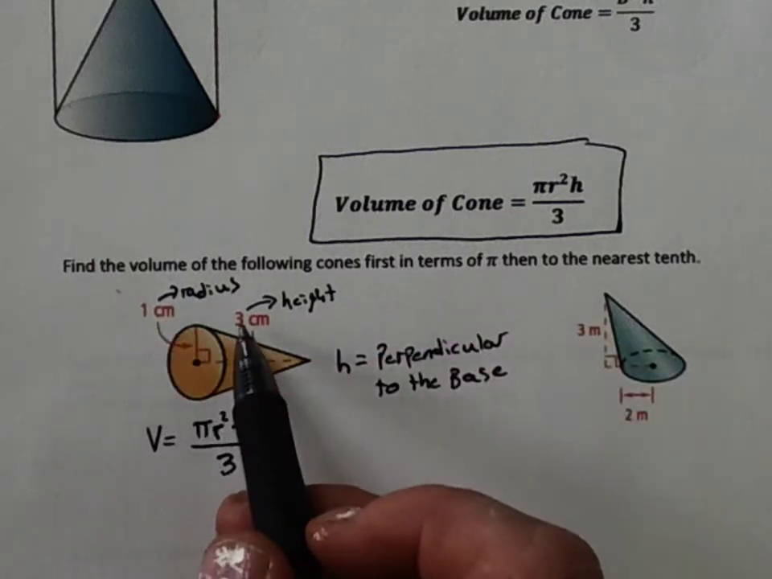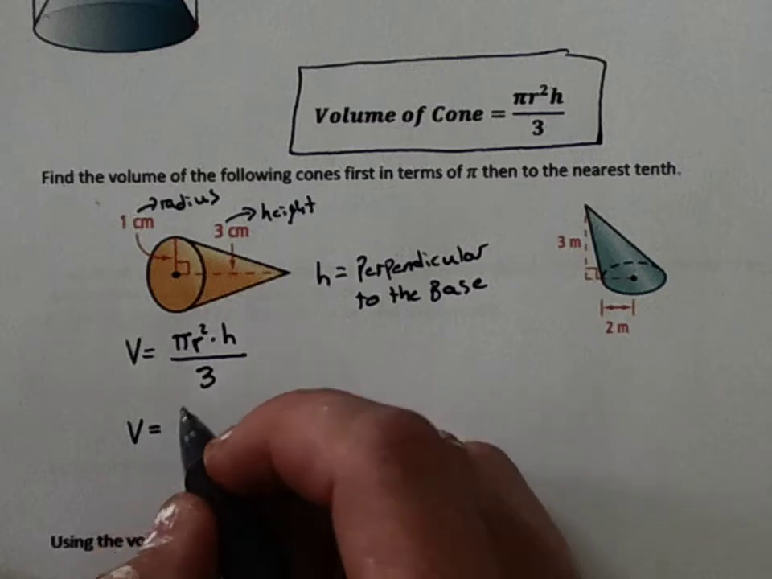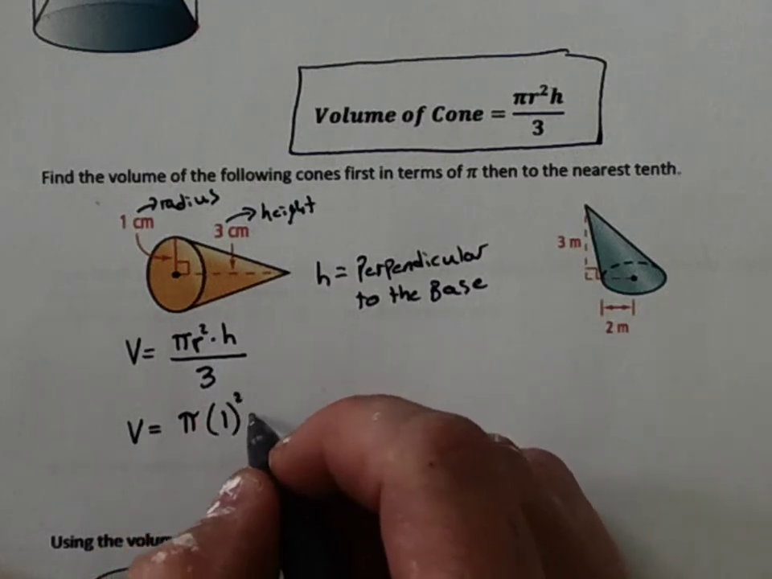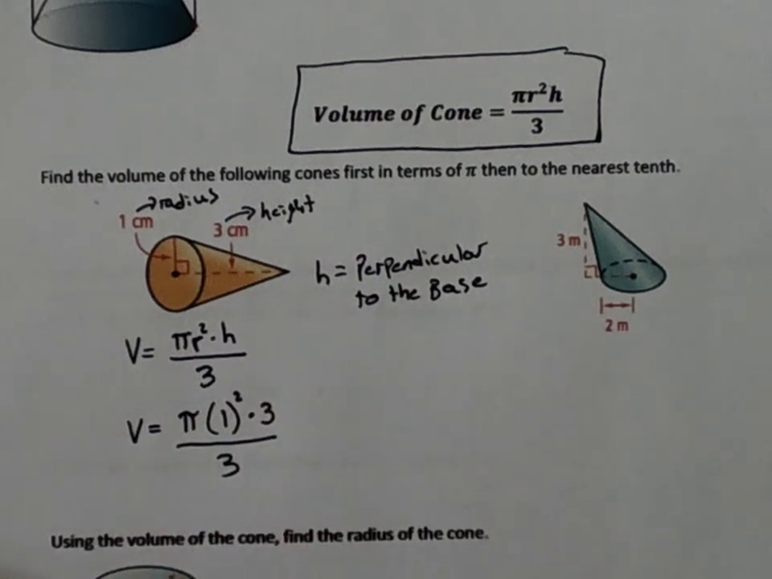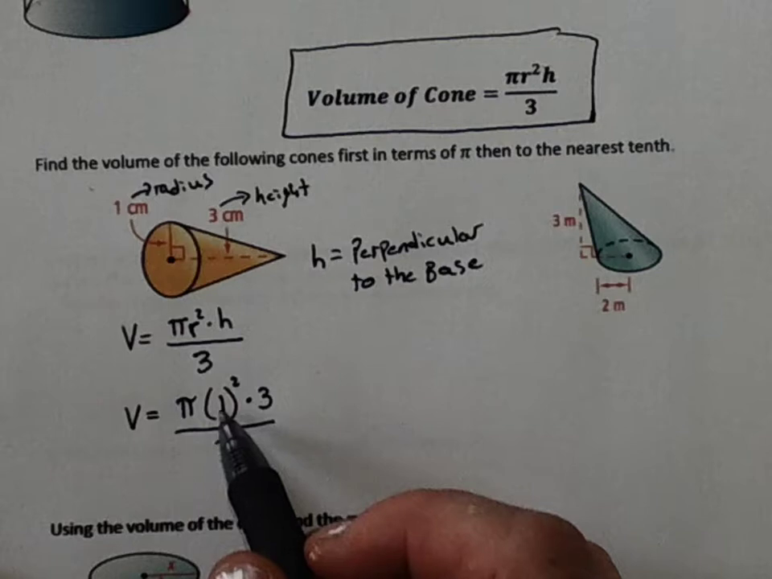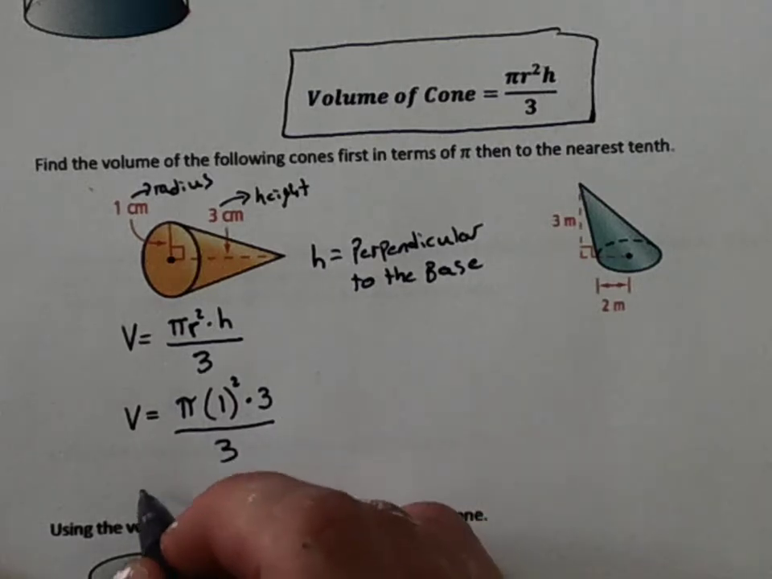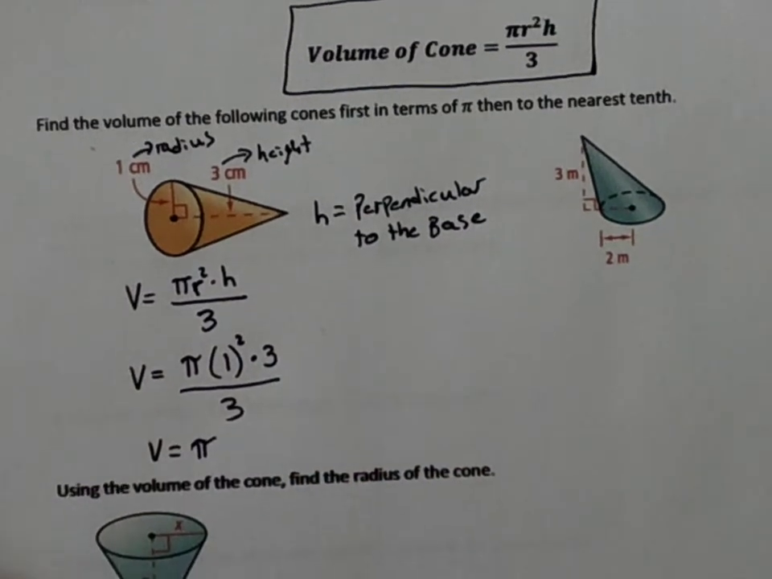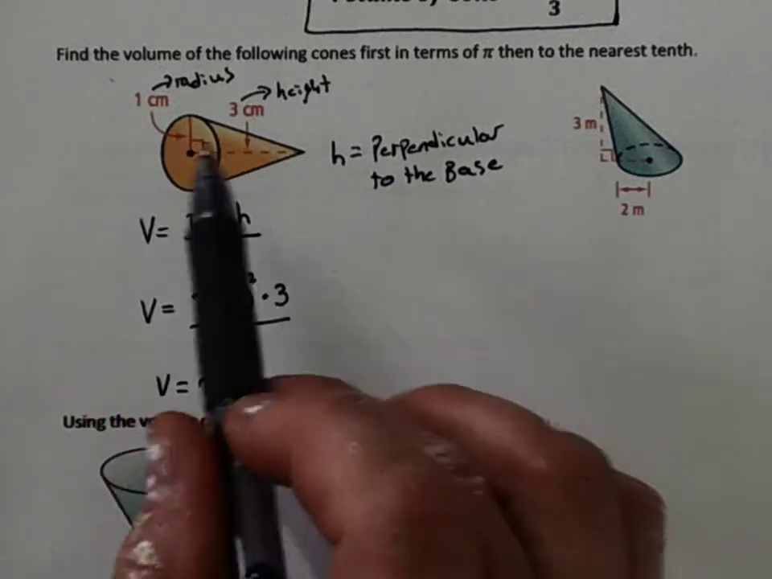Your radius and your height. Okay, so the volume is going to be pi times radius, which is 1, squared, times the height, which is 3, divided by 3. 1 squared is 1, 1 times 3 is 3, but 3 divided by 3 is 1. So this all leaves us with just pi. The volume is exactly equal to pi for this cone.